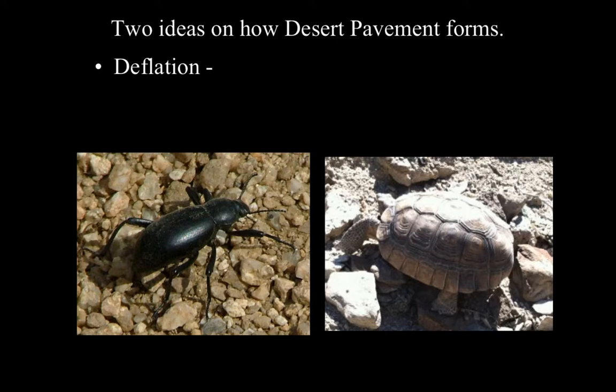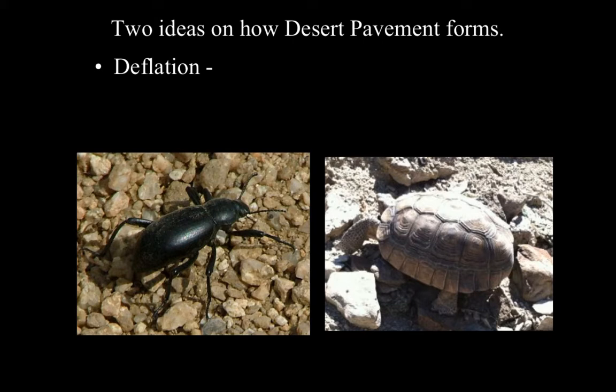But in that process, it seems that the wind is blowing away the finer sand and silt particles, leaving the coarser gravel behind. And that gravel sits upon other silt and sand, which it protects. So it prevents the gravel or the silt underneath from being blown away. So that's one method you can form it, this deflation.